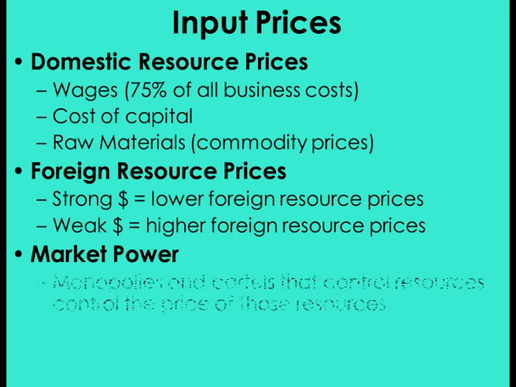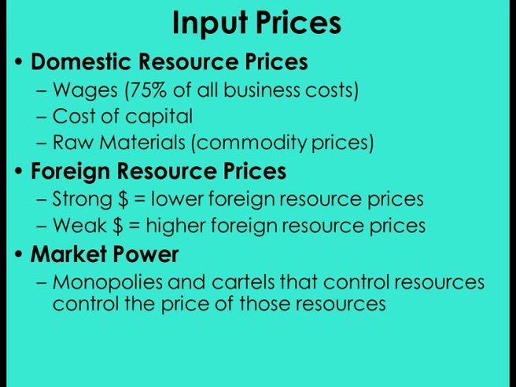You have market power. Monopolies and cartels that control resources control the price of those resources. So a monopoly is a single business that controls the sale of whatever that particular item happens to be, and cartels are like an oligopolistic business structure, which means there are 2 or 3, sometimes 4 businesses that control all of one particular industry. So in the United States, oil companies tend to be an oligopoly. We have basically Shell, Exxon, Valero, BP, that's technically a British oil company, but it's one of the oil companies that are definitely present in the United States.